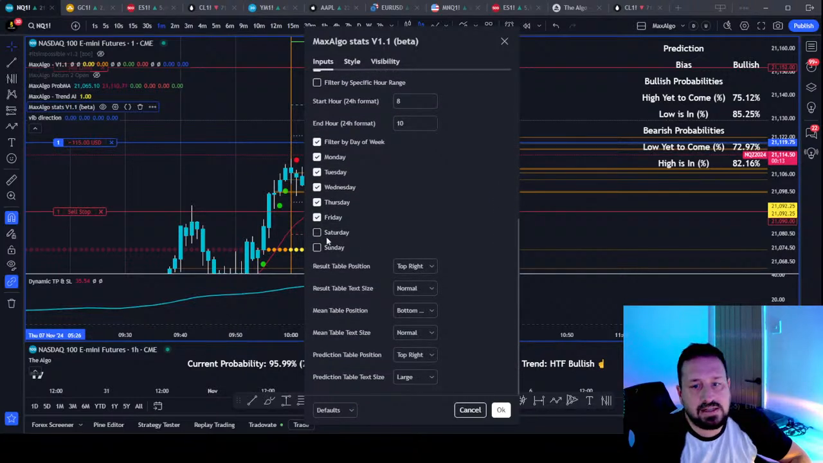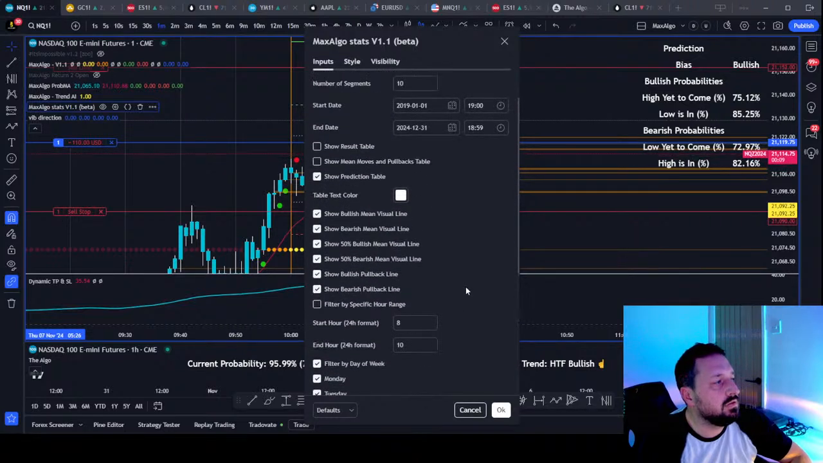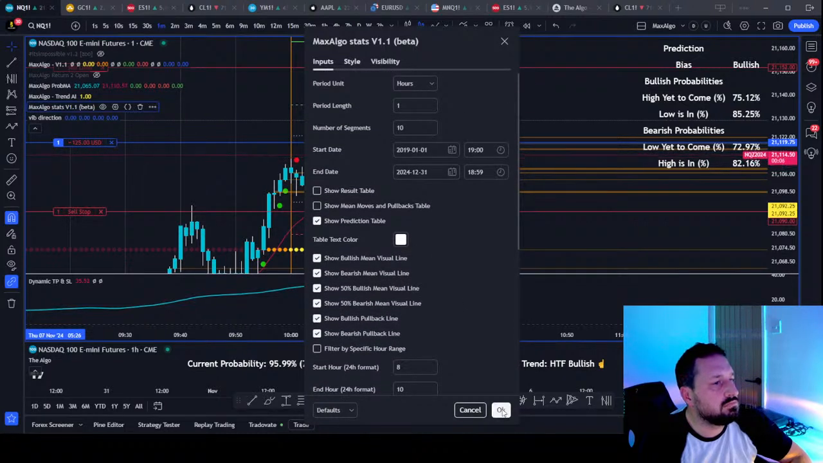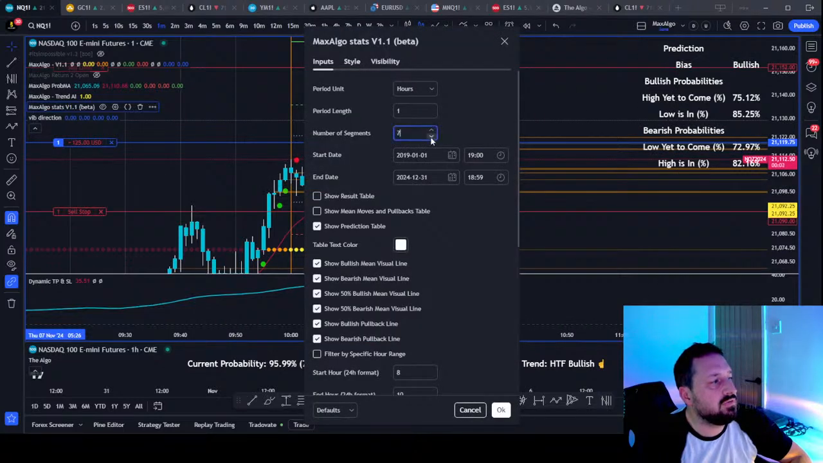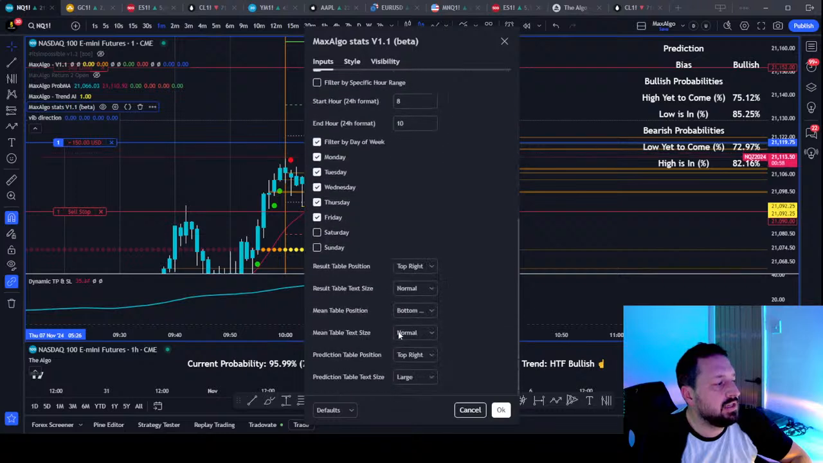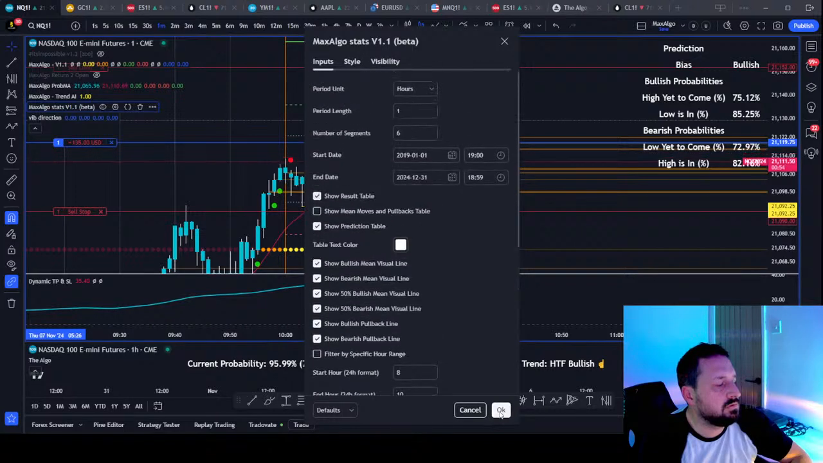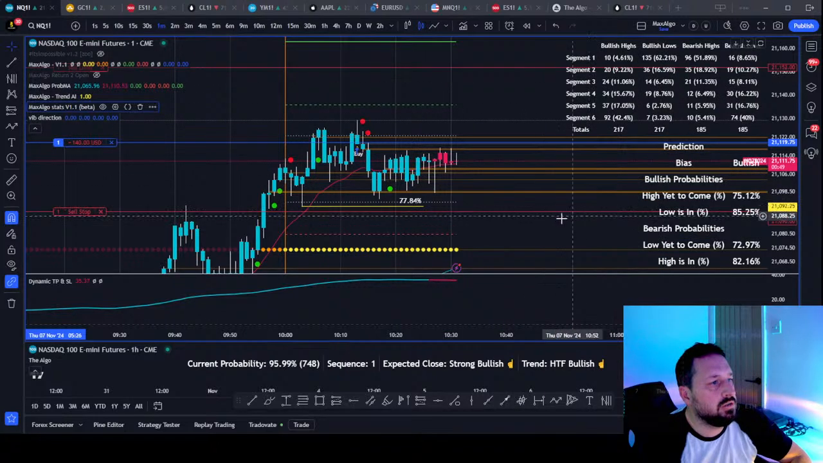I don't have Saturday and Sunday. Oh, well, obviously they don't have them on NQ anyway, but if I change it to 6, which is kind of like the standard, just move my table back down. There you go.